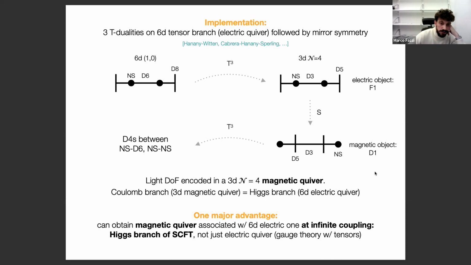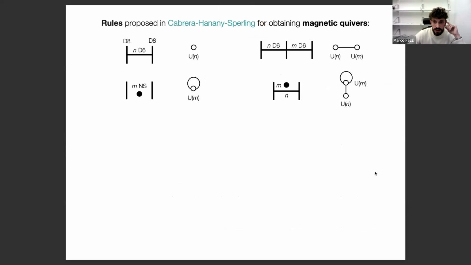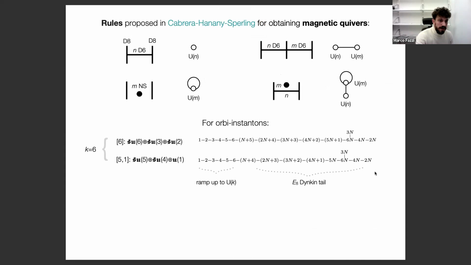So the rules to construct these magnetic quivers in the case of 6D (1,0) theories that are engineered in type IIA, for example, which would be the dimensional reduction of M theory down to 10D, have been summarized in this paper. For orbi-instantons, I will not go through the construction of these magnetic quivers, but what I want to stress is that they take a rather peculiar form. What I'm showing here are some examples: take k equals 6, so take Katz label 6, and then take Katz label 5.1. These preserve two different algebras that I've written down there, coming from two different choices of homomorphisms of Z6 into E8.